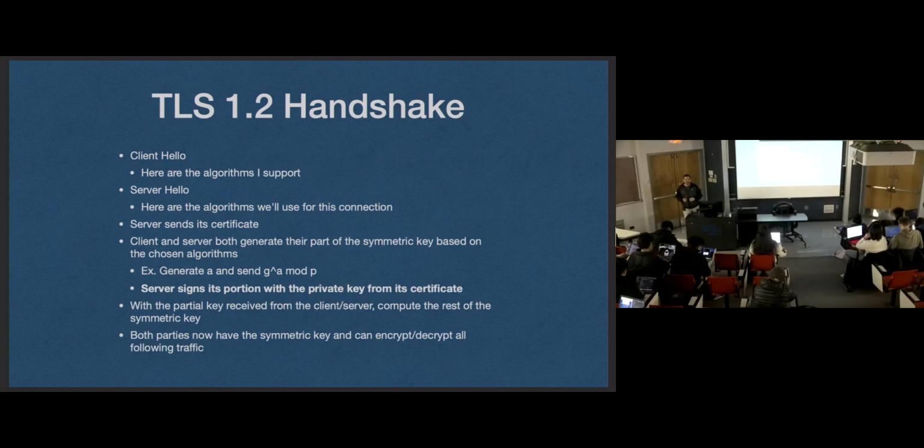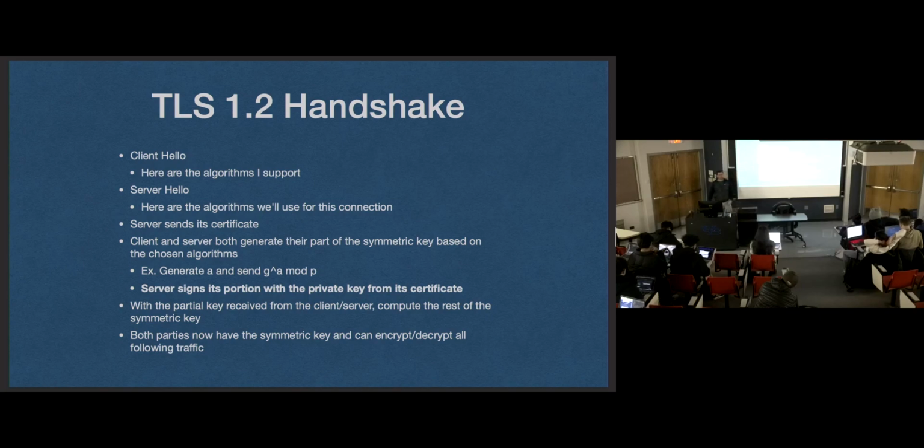So our TLS handshake is a client hello, which says, here are the algorithms I support. The server hello responds to the client hello and says, here are the algorithms we're going to use. So it takes the algorithms the client supports and picks its favorite one. If it doesn't like any of them, it might respond with, this ain't happening. But the server hello is, here's what we're going to use for this connection.